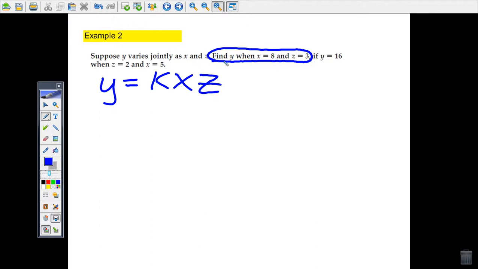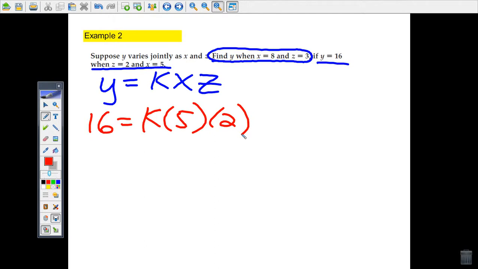Okay, so we have to find y when x is 8 and z is 3, if y equals 16 when z is 2 and x is 5. So which part of the sentence am I going to use first to solve for k? The circled part or the underlined part? Underlined. In the circled part, we only have the x and the z. So then 16 equals k, which I don't know, times 5 times 2.